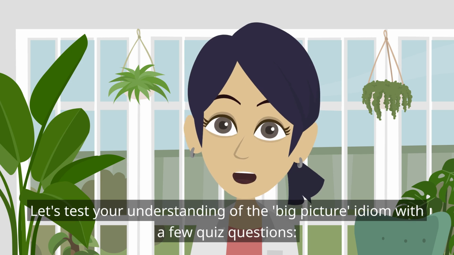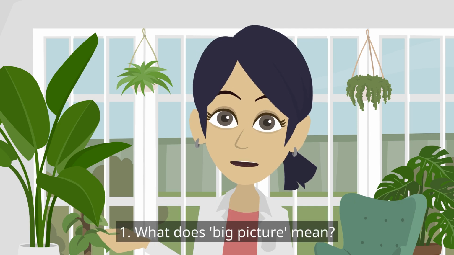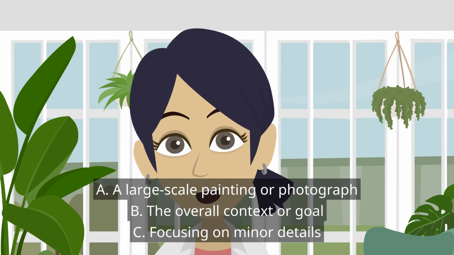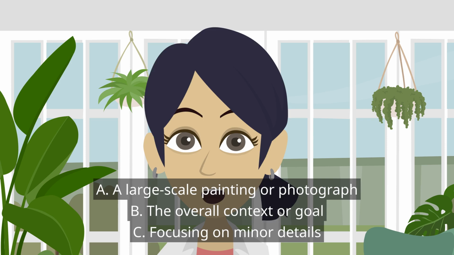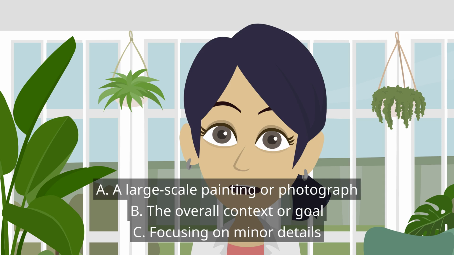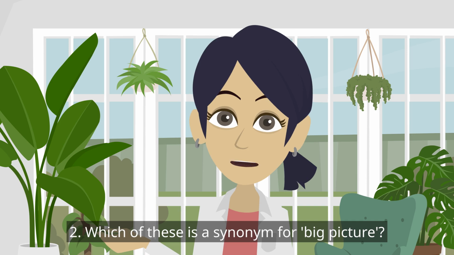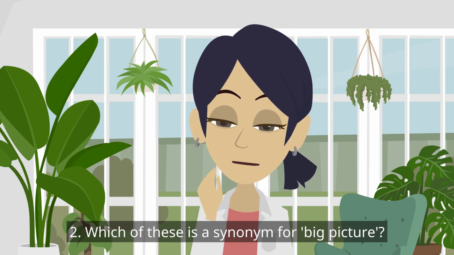Let's test your understanding of the "big picture" idiom with a few quiz questions. 1. What does "big picture" mean? A. A large-scale painting or photograph. B. The overall context or goal. C. Focusing on minor details. Answer: B.